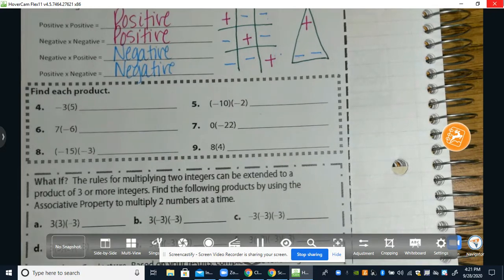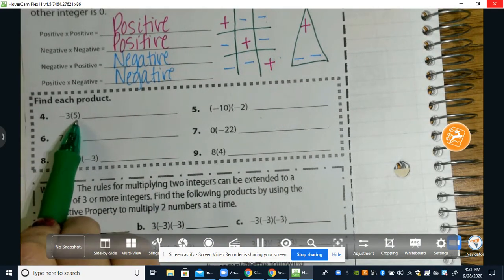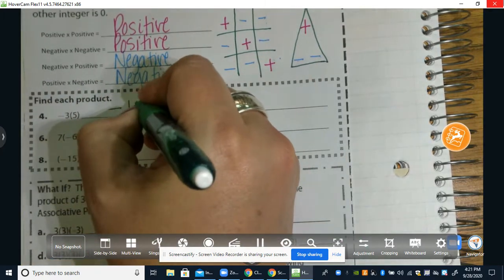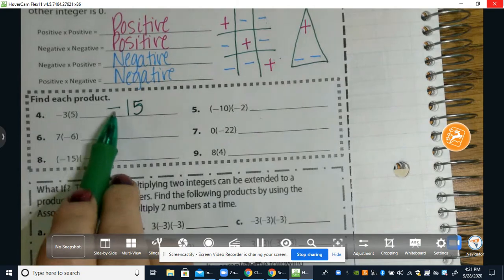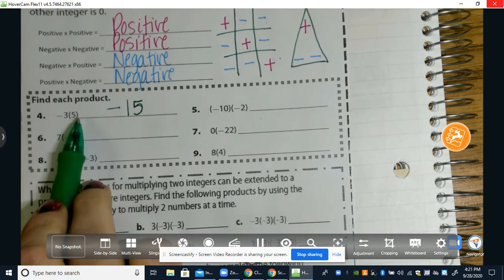And we have -3 times -5. Well, we have a negative times a negative, so my answer is going to be positive. And 3 times 5 gives me 15. The math fact doesn't change, guys. The symbol, whether it's going to be a positive or a negative, is the only thing that changes.